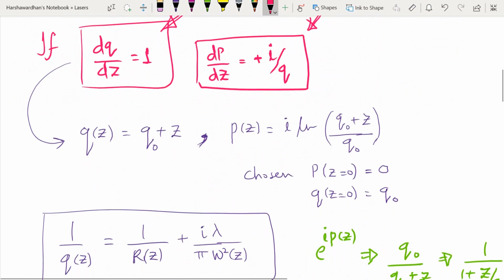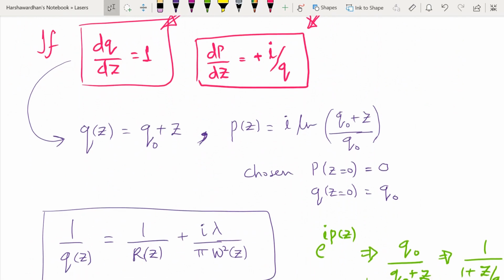So once I do this, I get a particular form. So from dq over dz, I get that q of z is some q naught, which is at z equal to 0, plus z. And from p of z, I get this logarithmic dependence that you can think of, right?